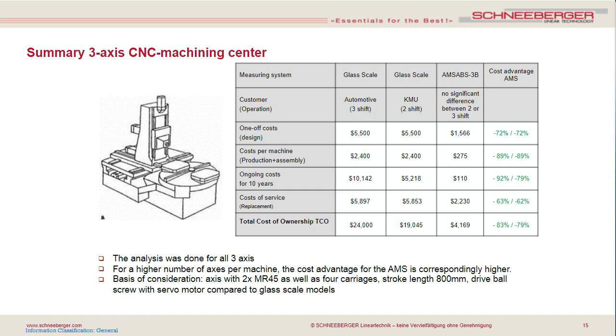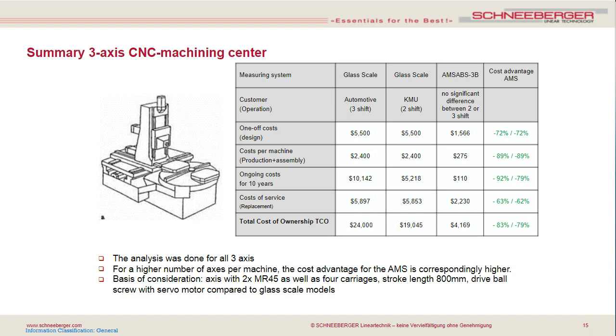Costs per machine, production and assembly. The cost advantage is here 89% for the AMS. The costs in a three-shift operation is $2,400. In a two-shift operation, the same $2,400, and with AMS, just $275.